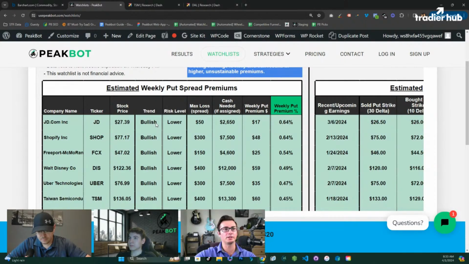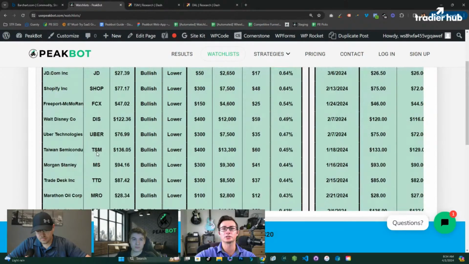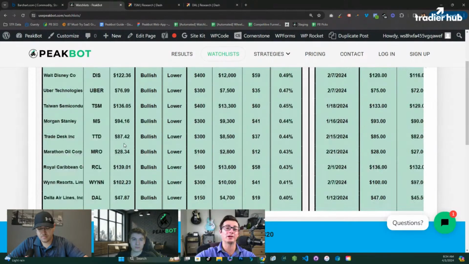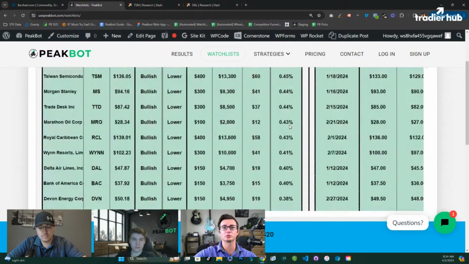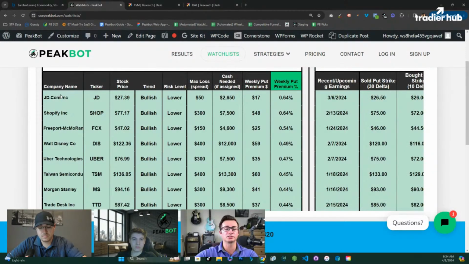I did call out two tickers in the title this week. We've got Taiwan Semiconductor, ticker TSM, and we've got Delta Airlines, ticker DAL. The reason I want to call these out was they were actually number one and number two on the moderate risk level yesterday, but they've moved into the lower risk tier today. And it looks like they're estimated to pay out a little bit less in premium. So I'm not totally tied to taking a look at those two tickers in particular. I do want to take a look at JD.com just to see how things are trending for JD.